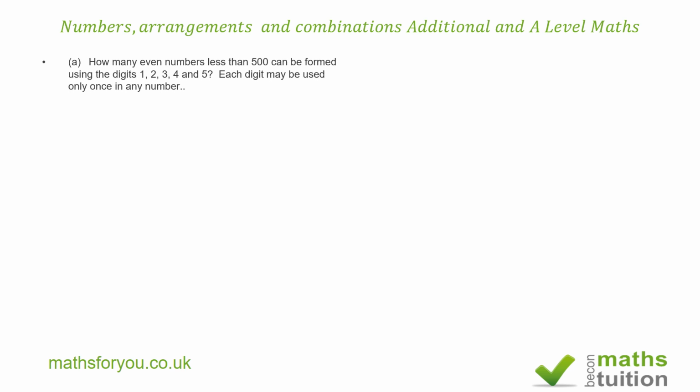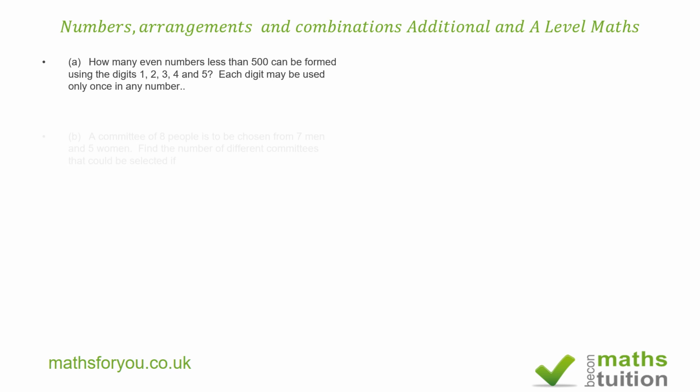So here we go. How many even numbers less than 500 can be formed using the digits 1, 2, 3, 4, 5? Now, each digit may be used only once in any given number, so we cannot have 112 or 314 or even 441. Okay, now that's the first one.